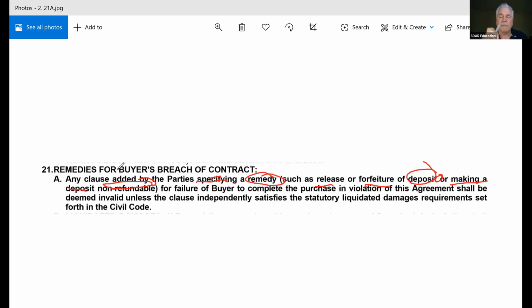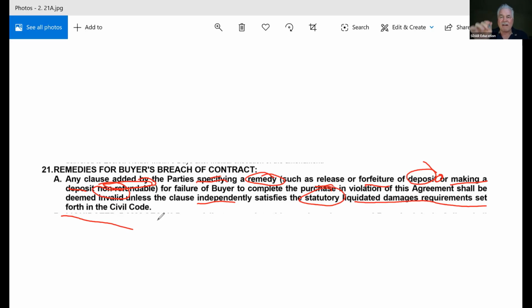The issue is that a clause for failure of the buyer to complete the purchase in violation of this agreement shall be deemed invalid. In other words, it doesn't function unless the clause independently satisfies the statutory, that's the law, liquidated damages requirements set forth in the Civil Code. And by the way, this is not that paragraph.